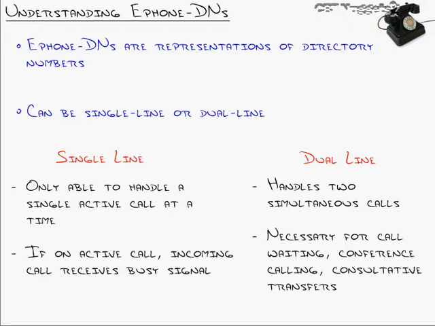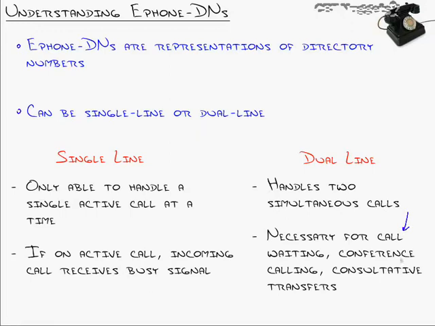If you're on an active call and somebody tries to dial you in a single line configuration, then they're going to receive a busy signal because it's going to say, sorry, you are in the midst of a call and this is only a single line. Dual line ePHONE-DNs can handle 2 simultaneous calls. This is necessary for any of these features and more.